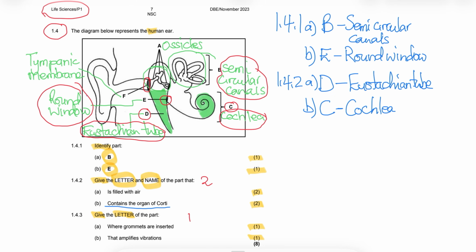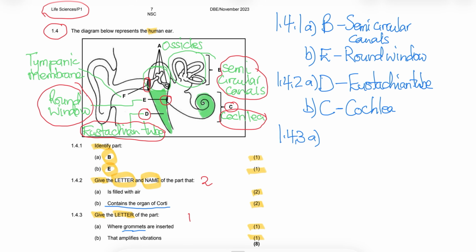All right, so we're done with question 1.4.2. We move on to question 1.4.3, part A. Here, we just need to write the letter of the part where grommets are inserted. Guys, before we answer this question, let us just discuss what grommets are.